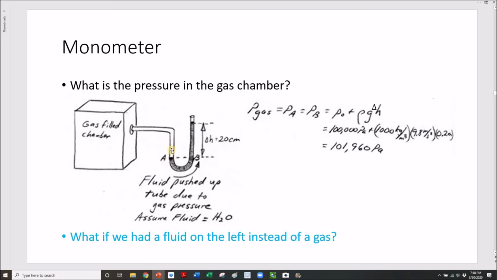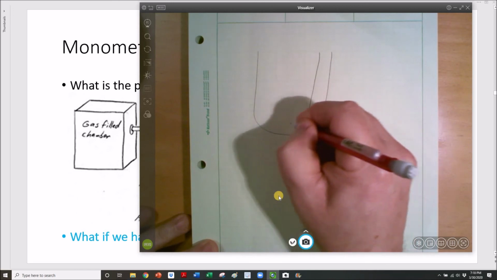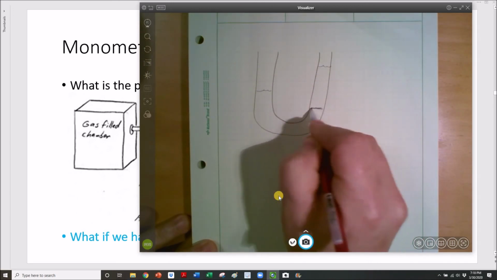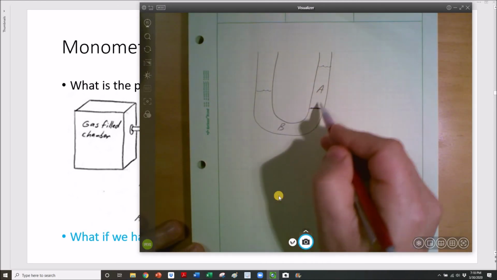Okay, what if there was fluid on this other side? Let me show you what that means. Every once in a while I'll ask a problem like this, where there's a fluid here, and there's a fluid over here, and there's an interface between the two. So this is fluid A and fluid B. Fluid B is heavier, denser, because it's pushing fluid A up.